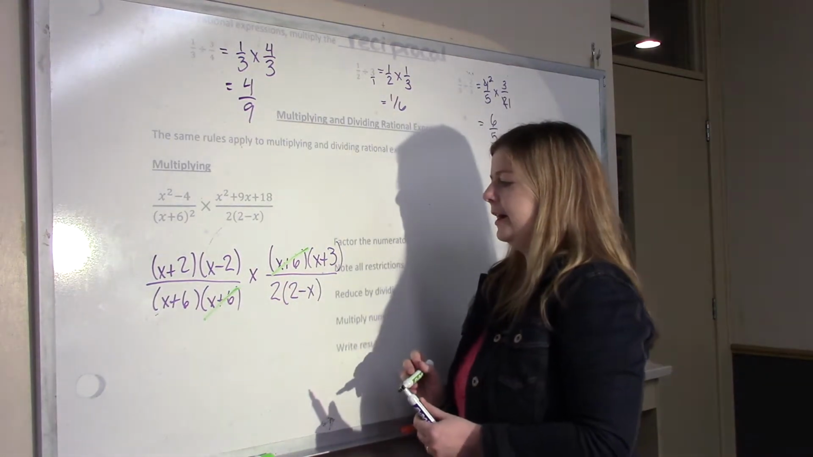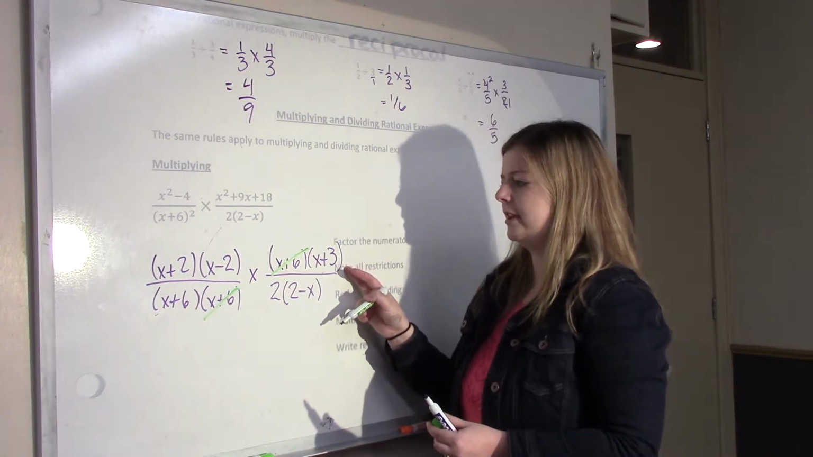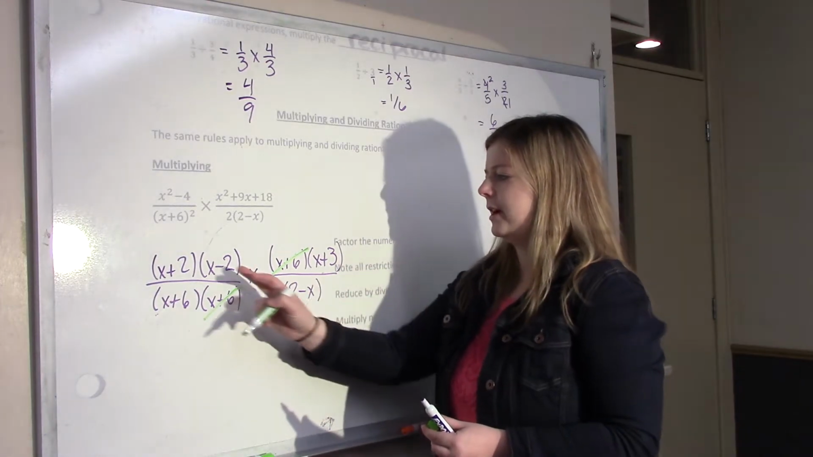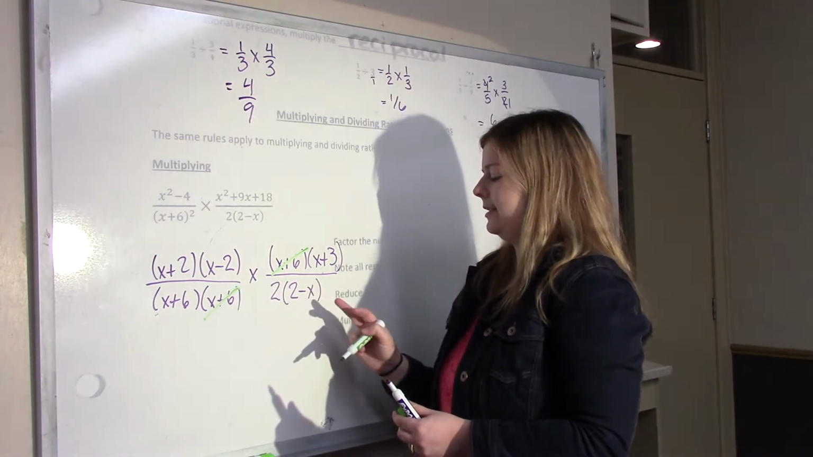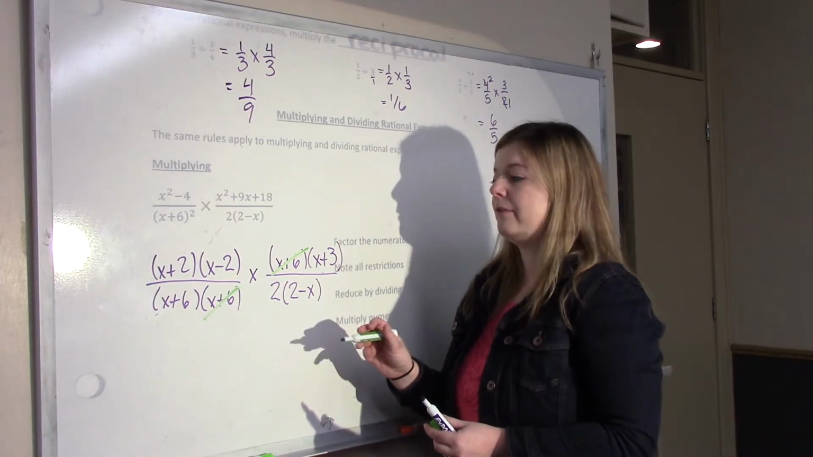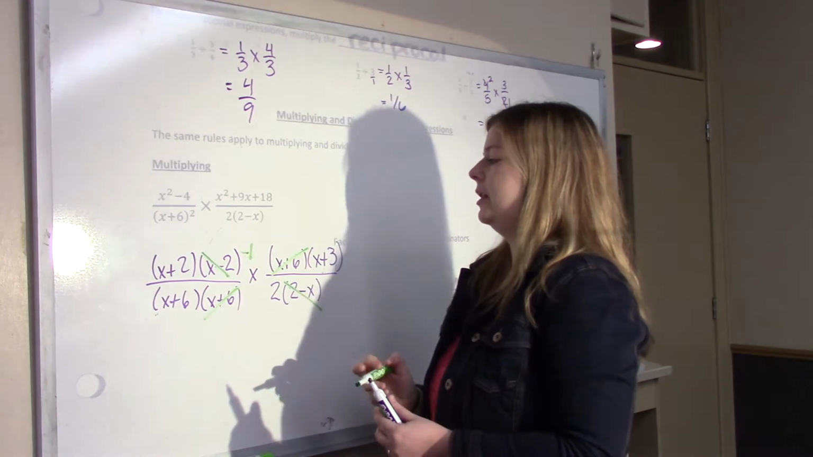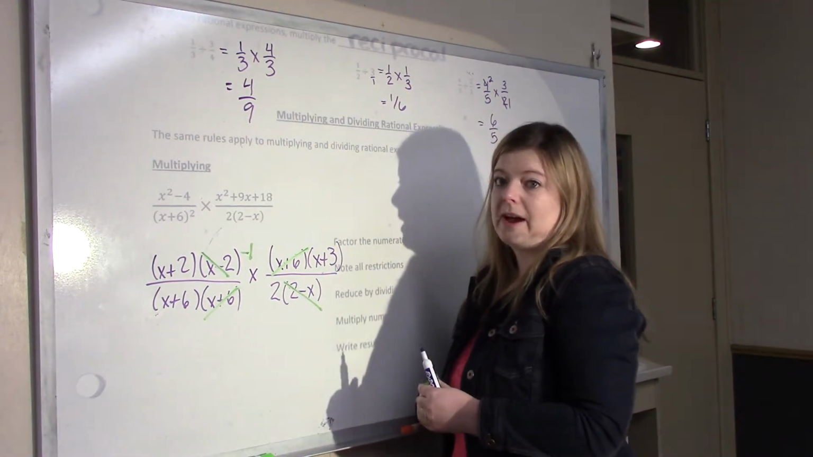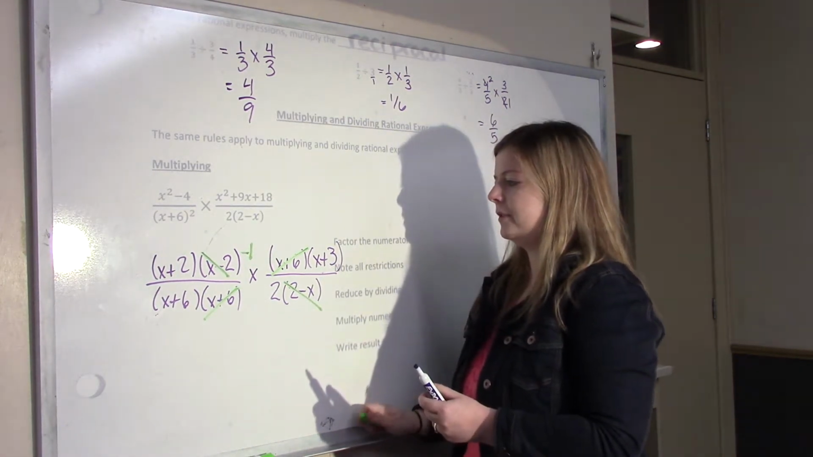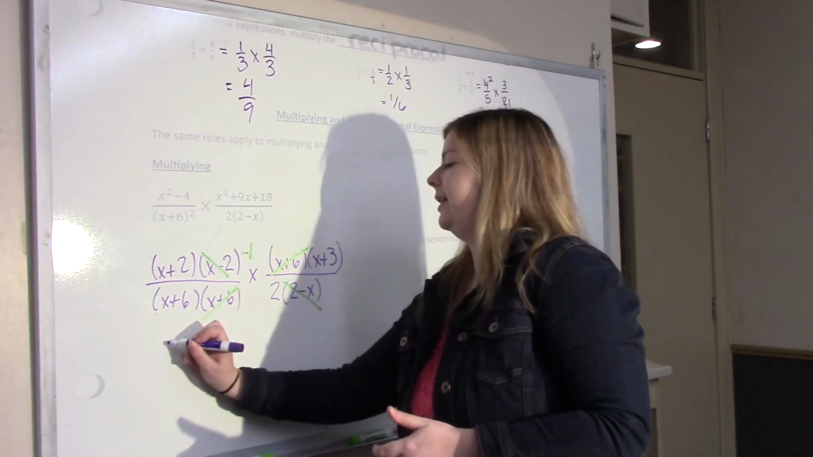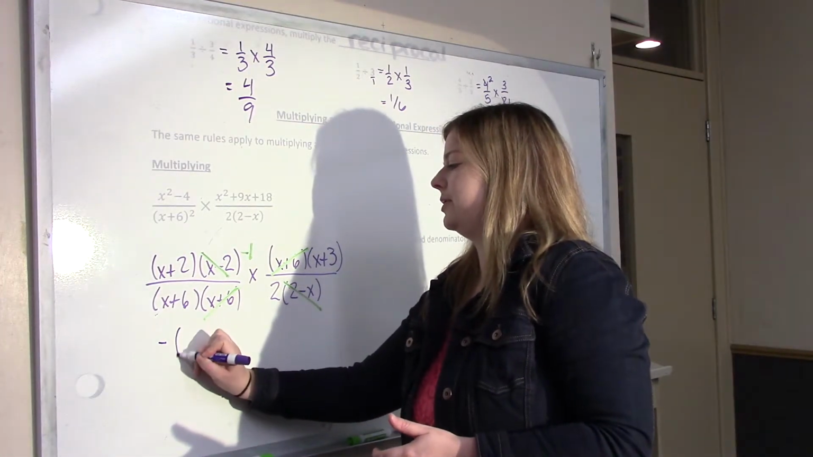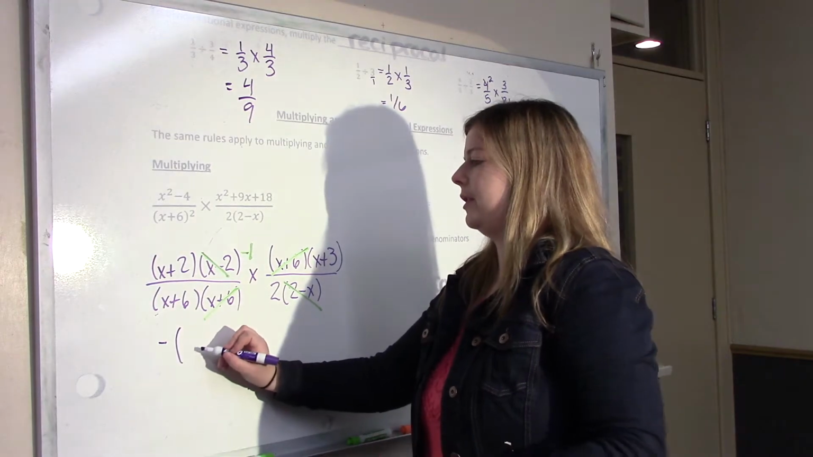Okay. Now, there's no x plus 3 on the bottom, and there's no x plus 2, but what about this x minus 2 and this 2 minus x? Recall from last lesson that that reduces to negative 1. If you forget why that's true, go back and watch that lesson. So you'll see we're left with a negative 1 on the outside, which you can just use a negative, or if you want to write negative 1 there, you can.